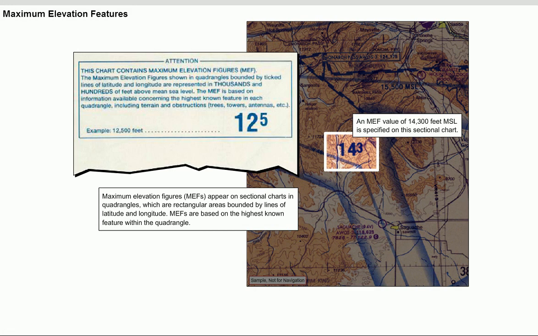Specialists often adjust MEF values by adding 100 to 300 feet to the original value to account for possible vertical error and obstacle avoidance. In addition, MEF values are usually rounded upward to the next 100-foot level.